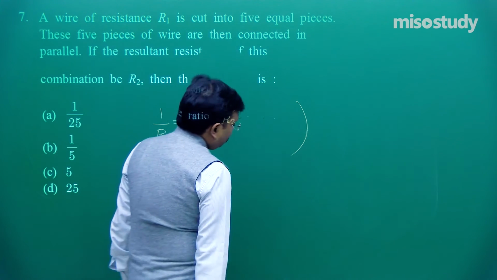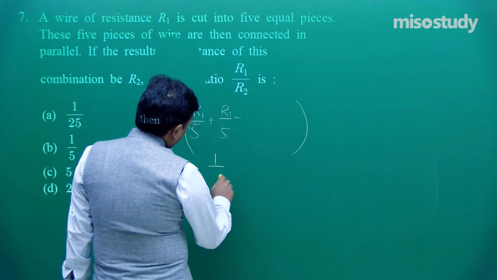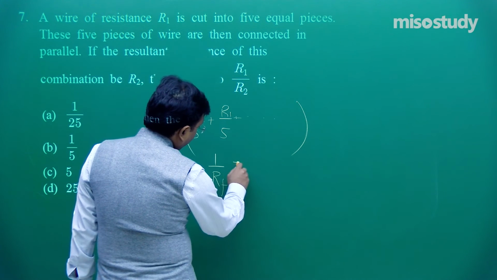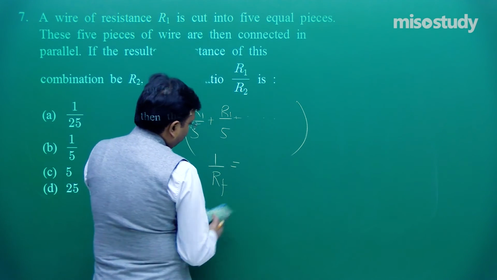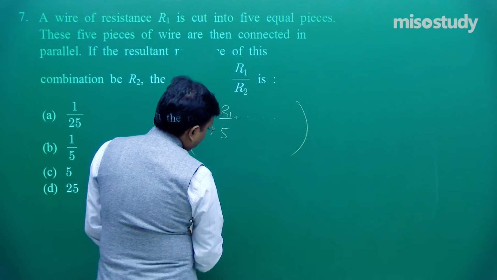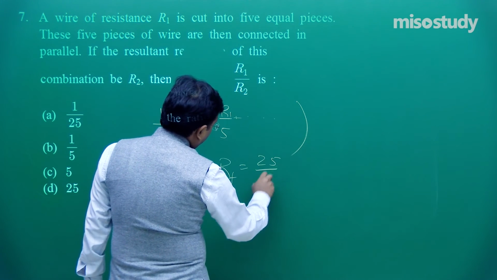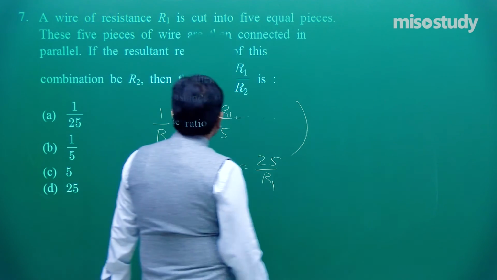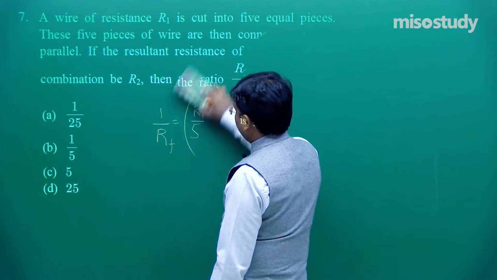When you calculate over here, you will get 1 upon RF is equal to, I think I should write down the final answer. So, the final is going to be R1 upon 25. Fine. So, this is your final value of resistance.